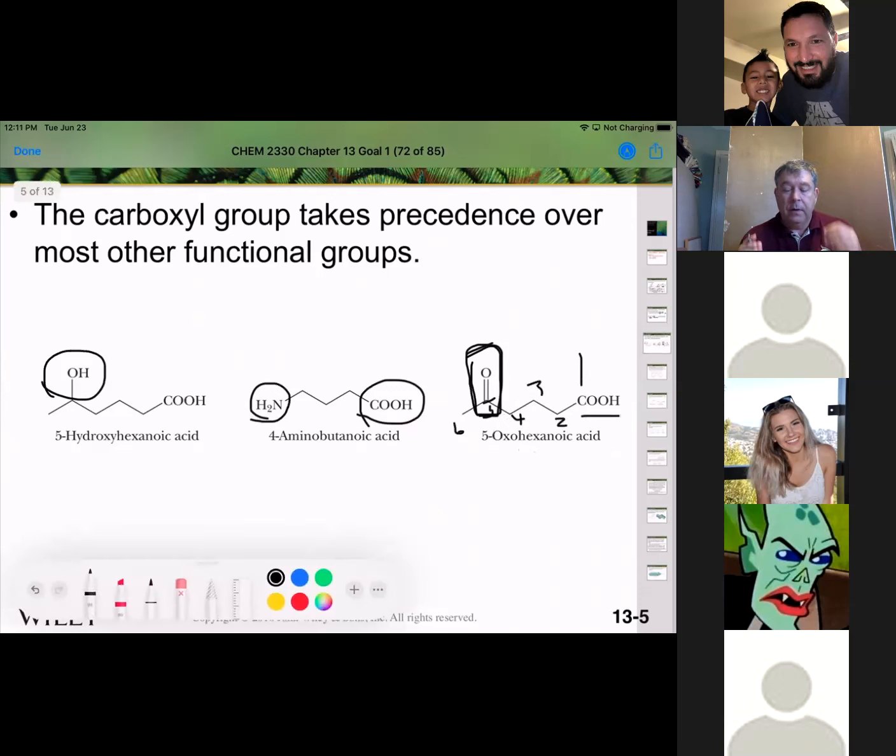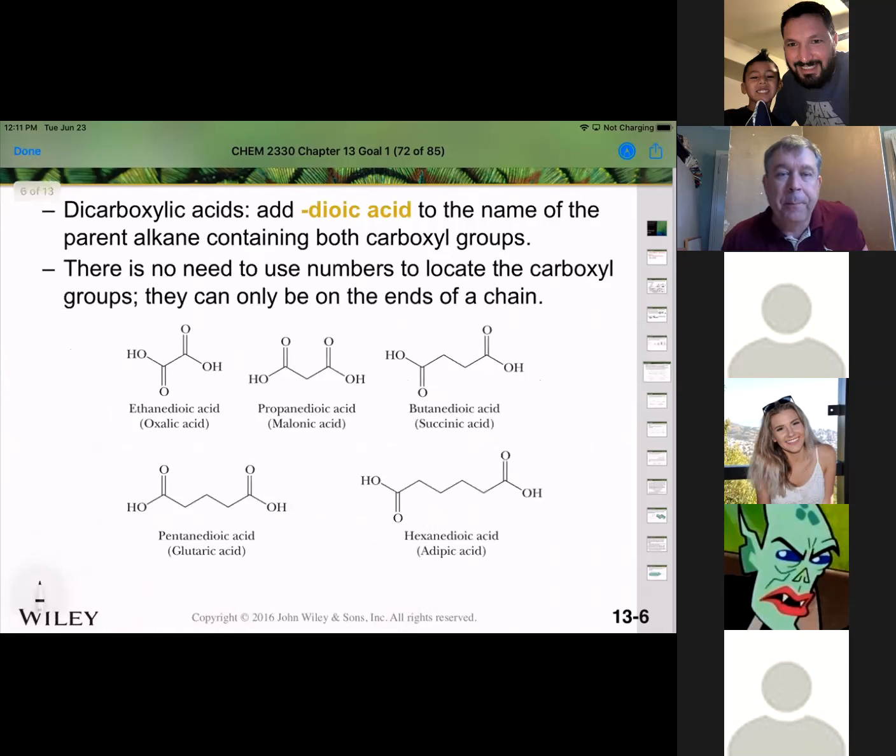Okay, so because the carboxylic acid takes precedence and the carbonyl carbon is number 1 when you're numbering it, it actually is fairly easy to number these things because you know you have to start with the carboxylic acid. Okay, well, what if you have more than one carboxylic acid? Well, if you have more than one carboxylic acid on the system, we get to use di, tri, or tetra in the system. So in the case of just 2, we would say instead of hexanoic acid, it would be hexanedioic acid, okay? Hexanedioic acid right here.